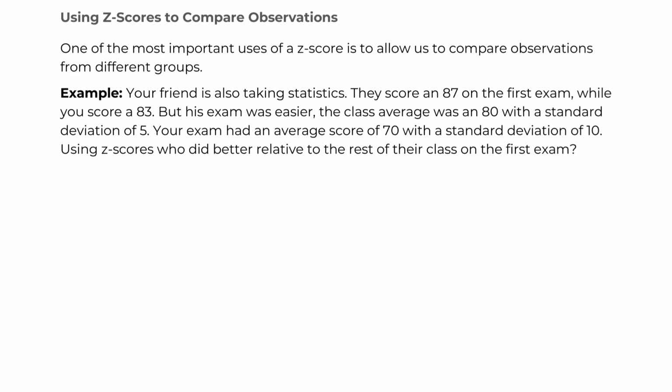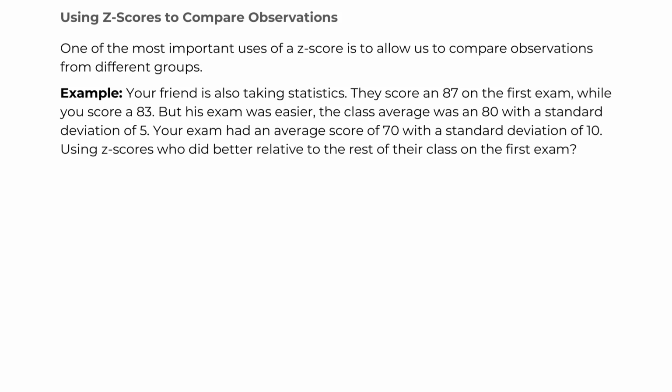So another way to use z-scores is just to compare things from different distributions. It allows us to put everything on the same scale, essentially. So let's just look at this first example. Your friend is also taking stats. They score an 87 on the first exam while you score an 83.